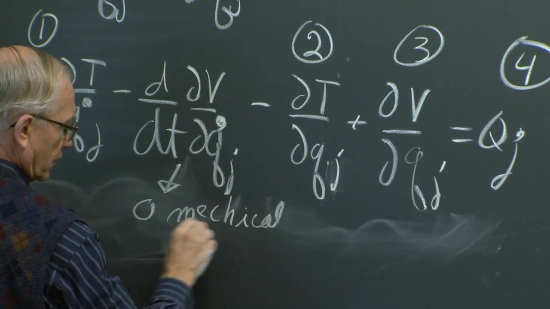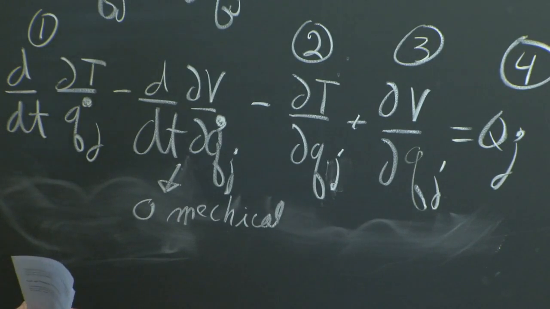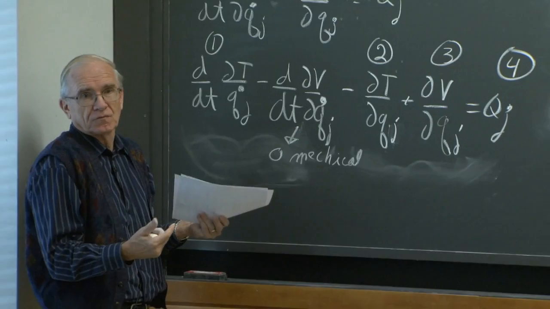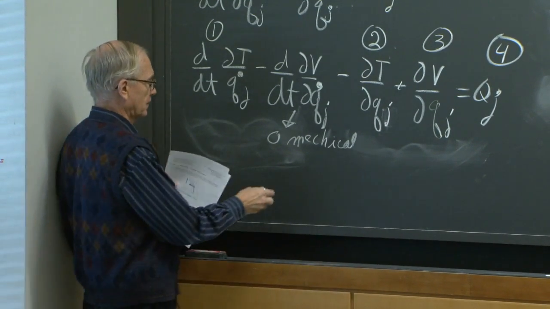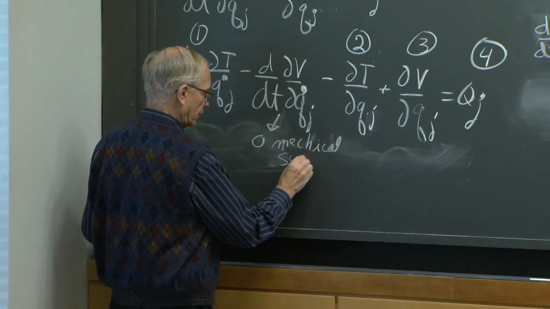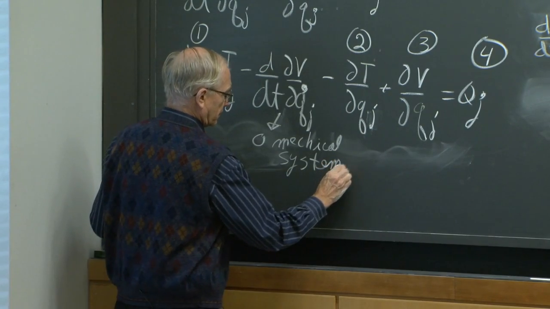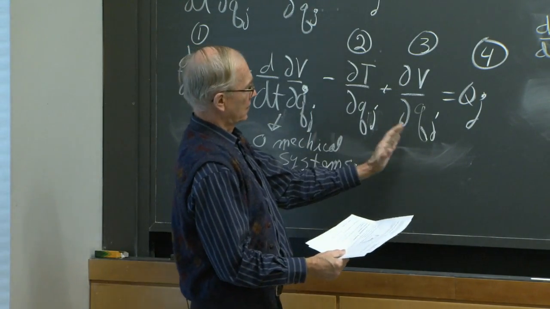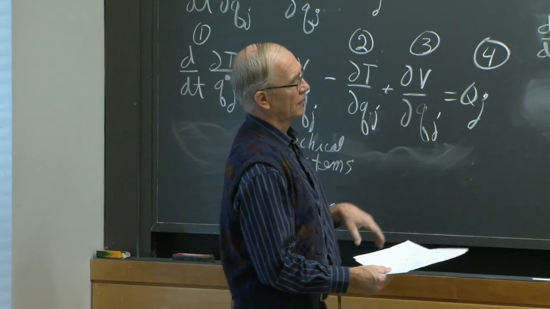An exception for non-mechanical would be like a charged particle in a magnetic field. Then the forces get involved with velocity and so forth. It gets messy. Zero for mechanical systems. So we really only have to deal with three terms. That one, and that one, and then on the right-hand side are generalized forces.